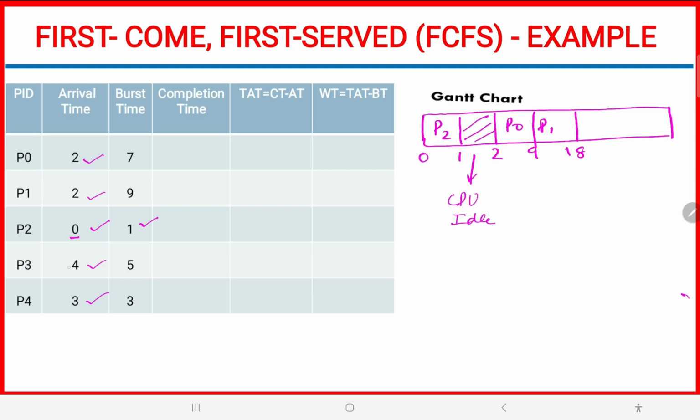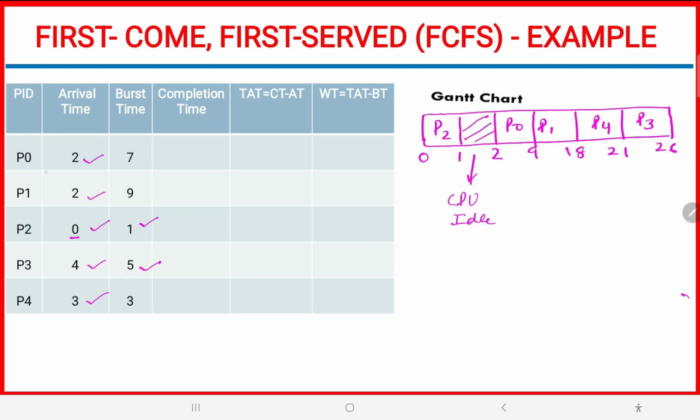Thereafter it is P4 which enters the system prior to P3. So we are handing over the control of CPU to P4. P4 executes first, and it executes for the next 3 milliseconds, that is from 18 till 21. And at last it is P3 which will be executing. It executes for the next 5 milliseconds, that means from 21 till 26. So this is the Gantt chart of this scenario. Let's see the completion times of various processes.